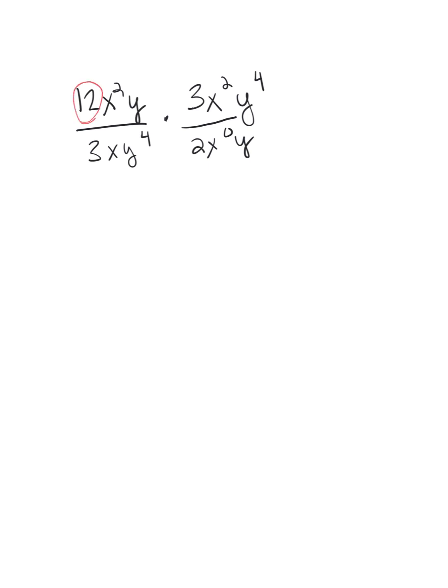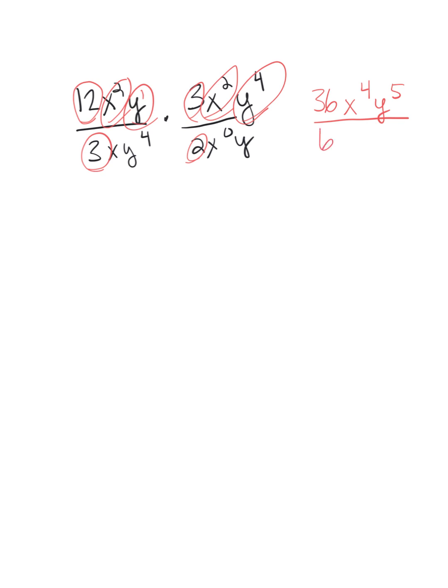I'm just going to multiply 12 times 3, 36. If I have 2 x's here and 2 x's here, that's when I add my exponents, so that'll be x to the 4th. I have 1 y, y to the 1st, and y to the 4th. That'll be y to the 5th. And now I'm going to simplify the denominator here. I'll have 3 times 2, which will be 6.